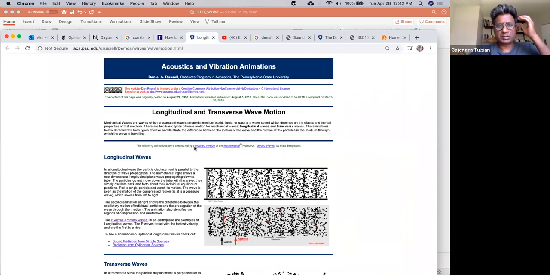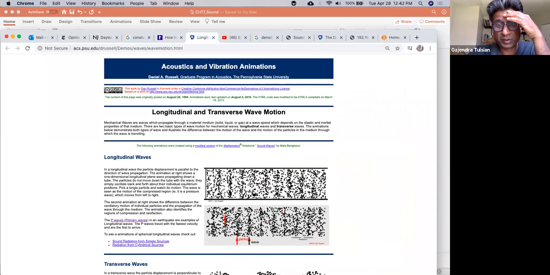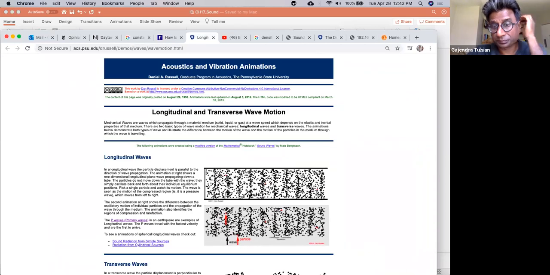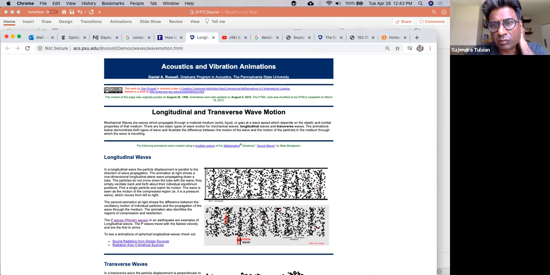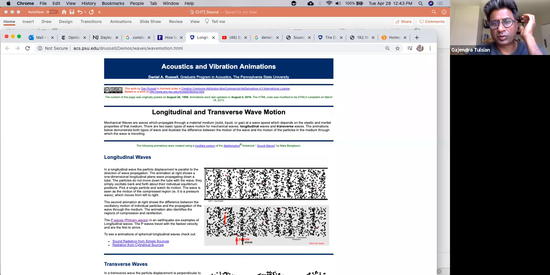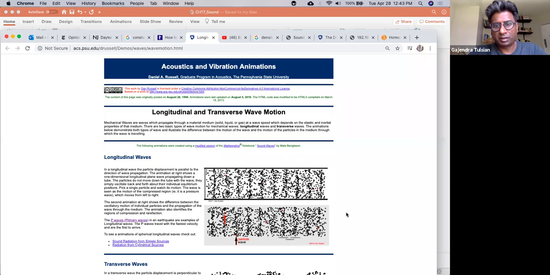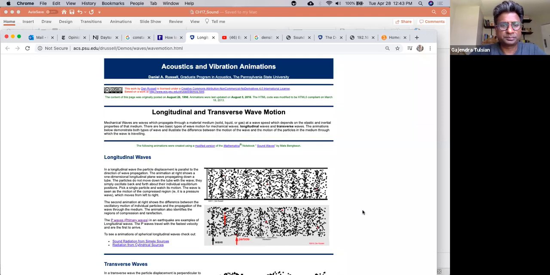Okay, so here's, let's say, a diaphragm moving back and forth, and you see compressions and rarefactions created in air. It's called a longitudinal wave because each particle is oscillating parallel to the direction of motion of the wave. And so this is a sound wave. And you can see each air particle is oscillating parallel to the direction of wave motion.